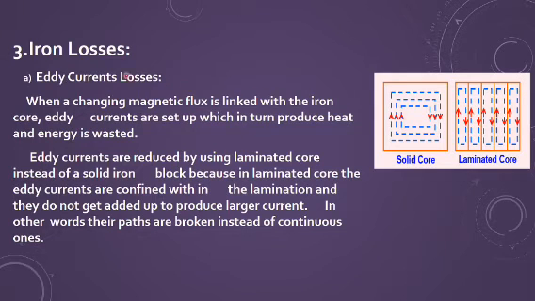Third is the iron losses, which we can categorize into two further losses. One is eddy currents loss. As we have discussed, if I use a solid core versus a laminated, split core, eddy currents are much reduced. The changing flux linked with the iron core produces eddy currents, which give you heat, and energy is getting converted into different forms and wasted. So eddy current losses can be reduced by using the laminated core.